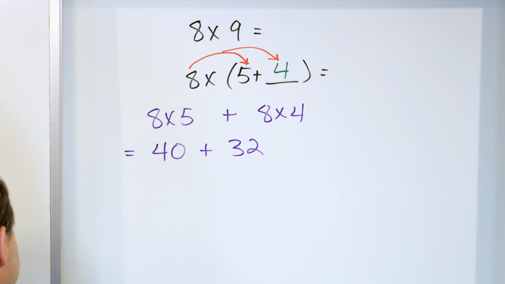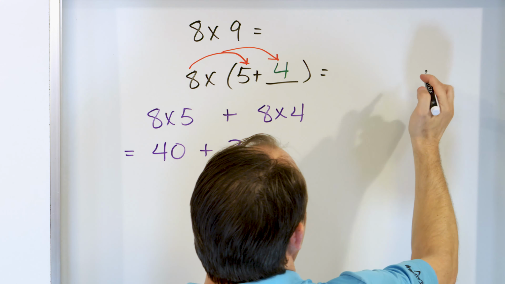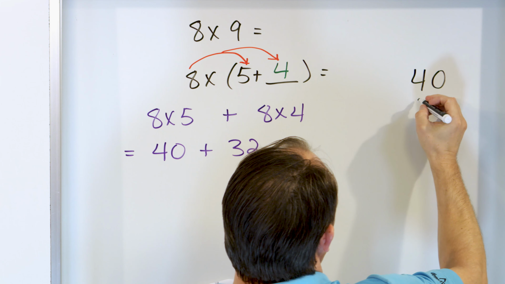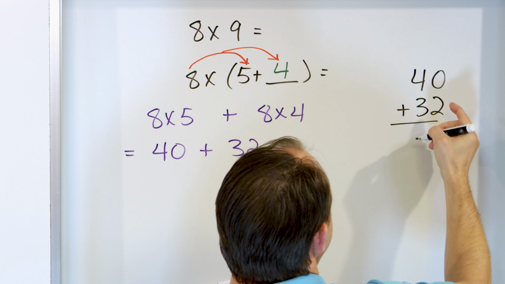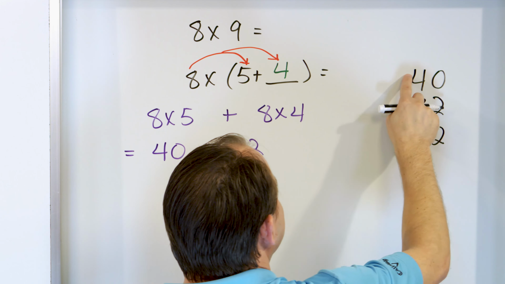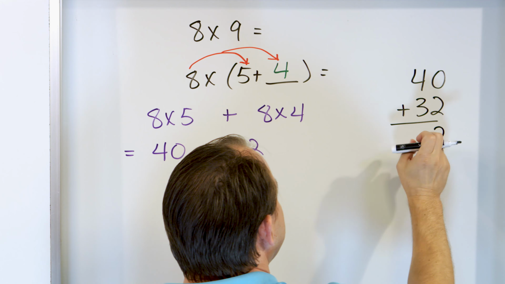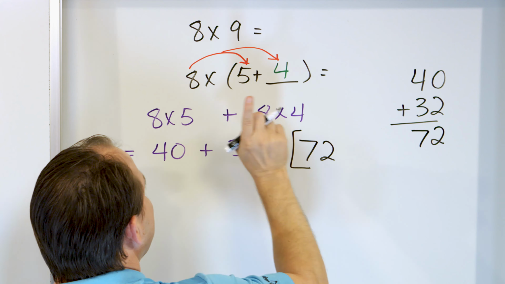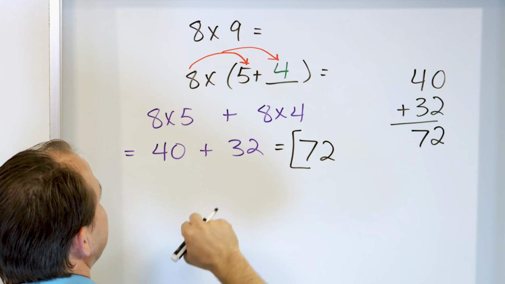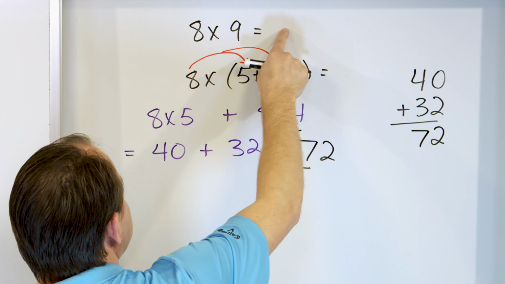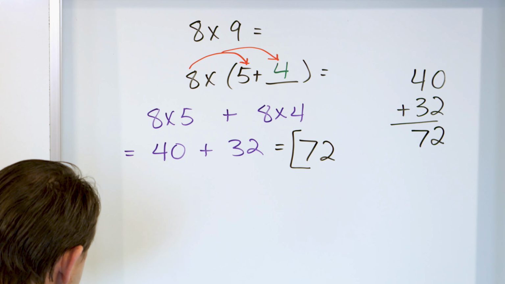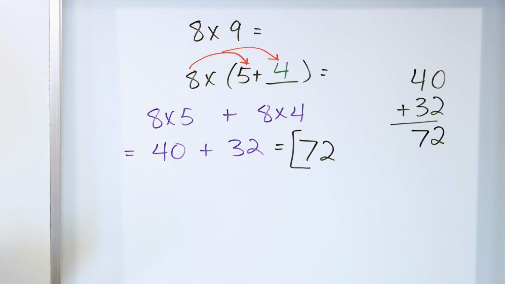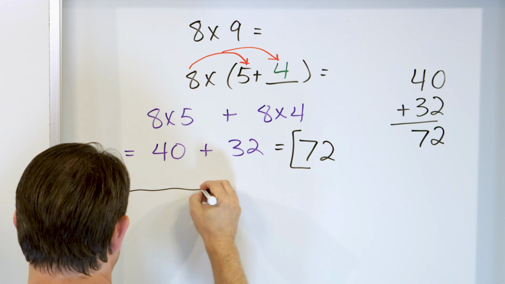So now we have to take 40 and add 32. So let's go off to the side, 40 and 32, and let's add them. 2 plus 0 is 2. 4 going up, 5, 6, 7 is 7. So the answer is 72, and that's the answer. And 8 times 9 is 72, which is exactly what we got when we did the distributive property. All right?